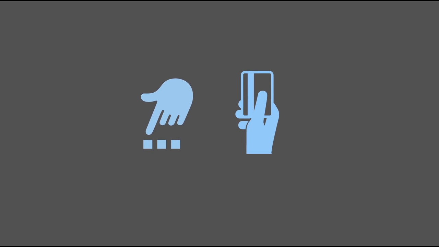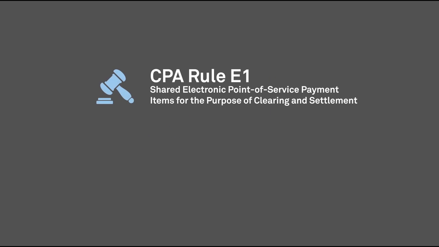The CPA has two rules which apply to in-person transactions at the point of service. One addresses payments where a card and a personal identification number, or PIN, are both required, and the other addresses transactions where the payment device, such as a debit card or key fob, doesn't require a PIN. First, let's examine Rule E1, which sets out the requirements for PIN-based POS payments.